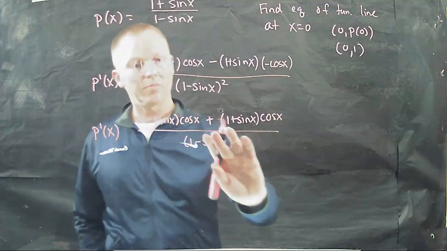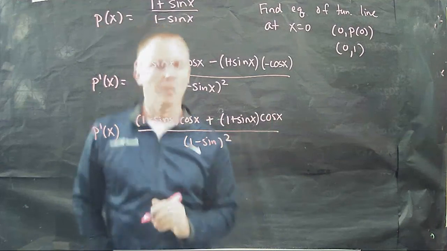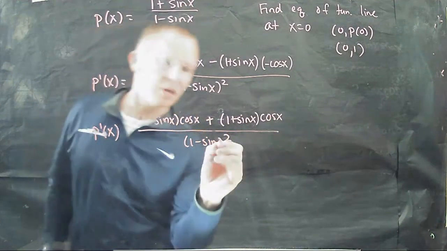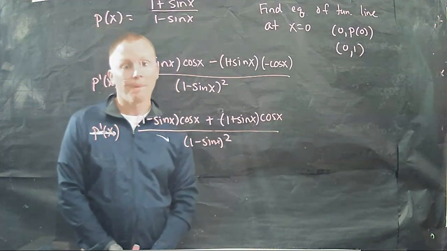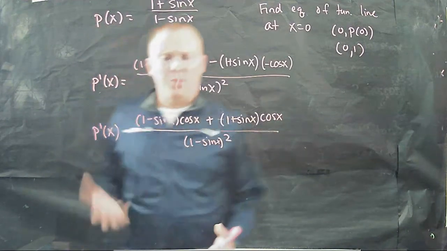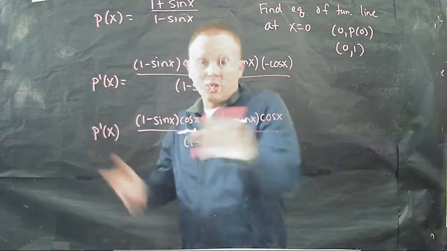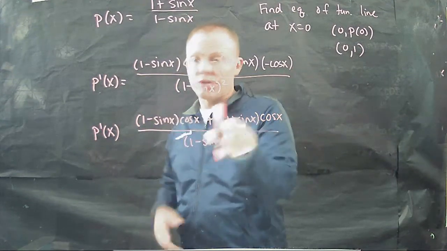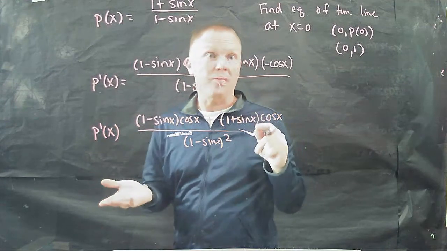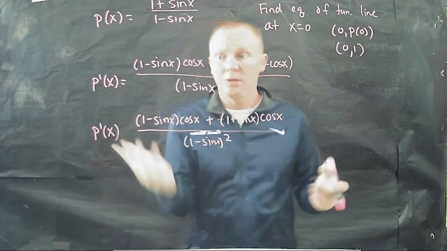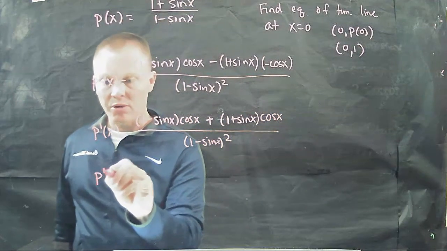Whoops, I got a little carried away there. 1 minus, oh, got a naked sine here. 1 minus sine of x, squared. There we go. Now, I suppose that we could go ahead and evaluate this at 0. If you wanted to clean it up more, you could distribute the cosine and then clean from there. But I think we could probably just go ahead and evaluate this at 0, because sine and cosine at 0 are pretty easy to work with.